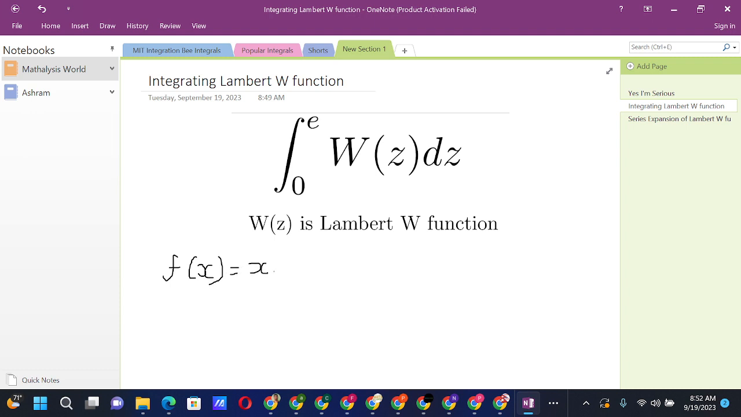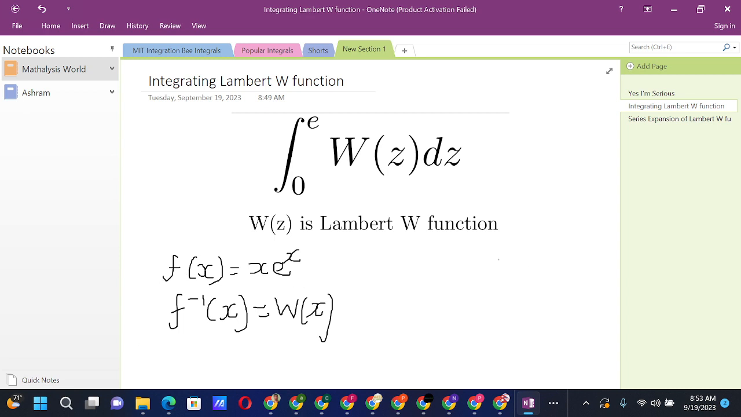x e to the power x, this is basically a definition and then a property. F inverse of x is defined as the Lambert W function of x. So this is the definition of the Lambert W function. Since we cannot take the inverse of this function in closed form, the Lambert W function is defined, and for this we can have a series expansion. So it makes sense to define it, because if you want to evaluate those values, you can put it in series.